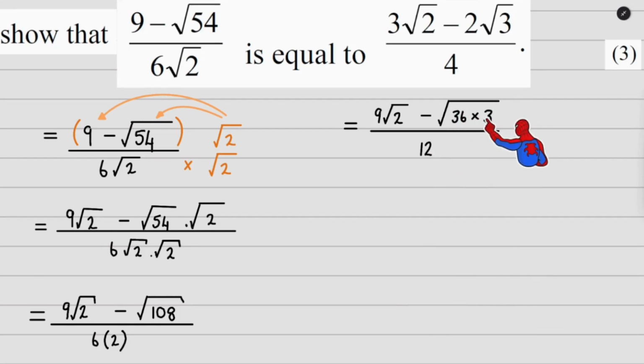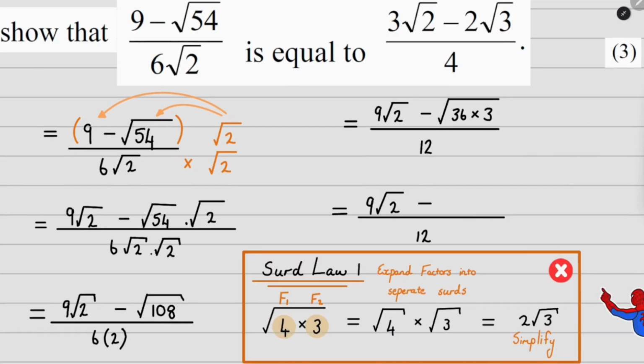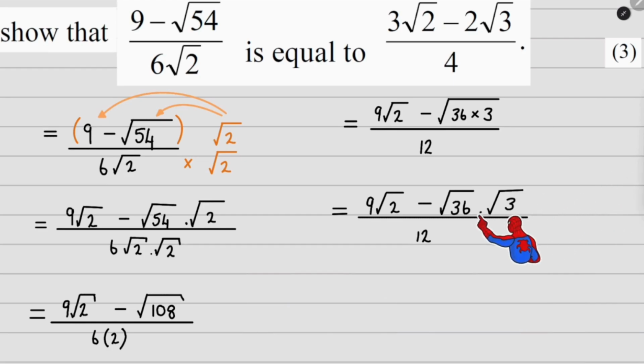Over here, I'm going to use a surd law to split that up. Okay, and then just running through that surd law one last time, I can split up my different factors into two separate square roots. So I'm going to split this up into the square root of 36 times the square root of 3. Right, and while we're here, the square root of 36 is just 6. Okay, and we are almost there.